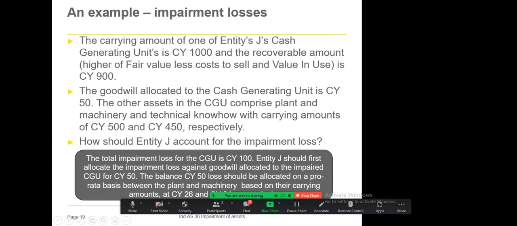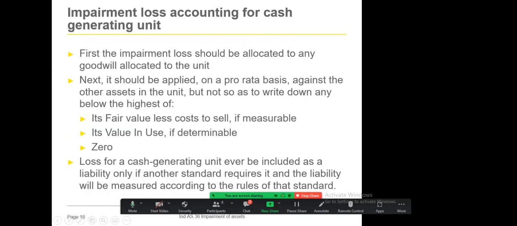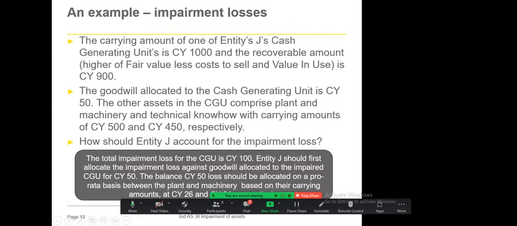The total impairment loss for the CGU is 100 rupees, as we discussed, 1000 minus 900. Entity J should first allocate the impairment loss against goodwill. First, the impairment loss should be allocated to any goodwill allocated to the unit. So that means when we have an impairment loss of 100, this should be first allocated to the goodwill of 50. The remaining 50 shall be divided between the plant and machinery and technical know-how in the ratio of 500 to 450.